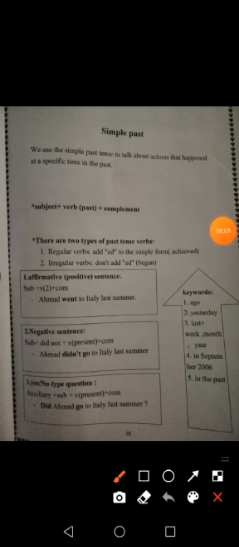And the last thing is the yes or no question. We use the auxiliary did, subject, verb infinitive, complement, and question mark. Did Ahmed go to Italy last summer? Look, I used did in the beginning. Subject, go, verb, infinitive. Why? Because I have did, so I use the verb infinitive, okay, student?